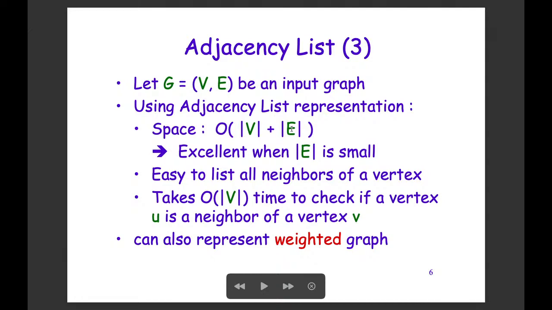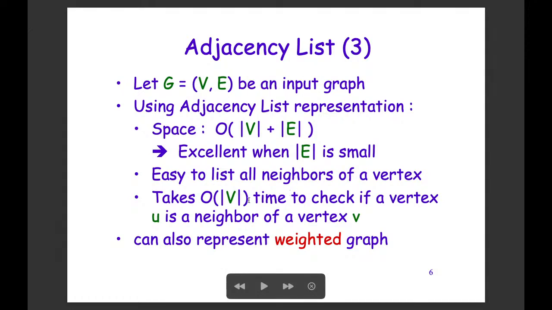Okay, and this adjacency list representation is very good in space when the number of edges is only a few. We will see a different type of representation soon, and for that representation, it is not good when the number of edges is small. Using this representation, it is easy to find all the neighbors of a certain vertex because we just need to traverse the corresponding list.